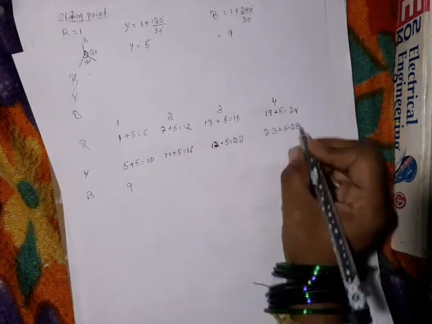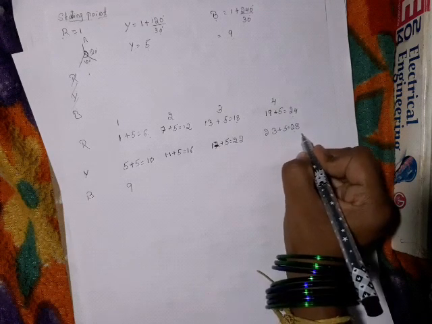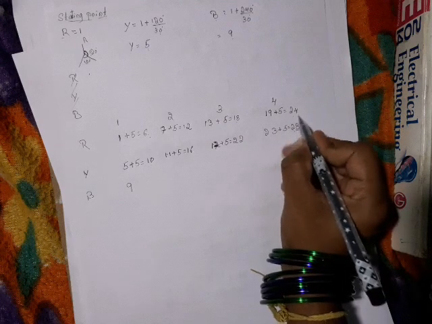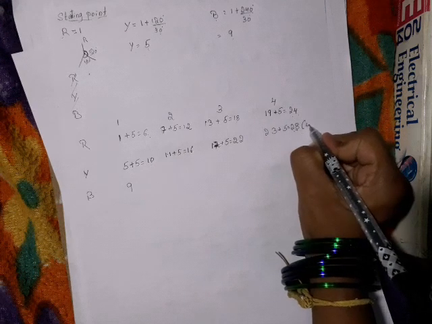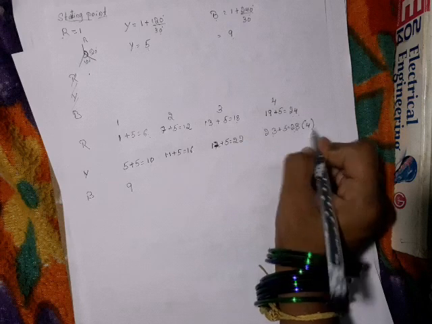But how many conductors do we have? We have only 24 conductors. Here it is exceeding. So what do we have to do? Subtract this total number from 24. 28 minus 24, how much are we getting? 4. So 23 gets connected to coil number 4.